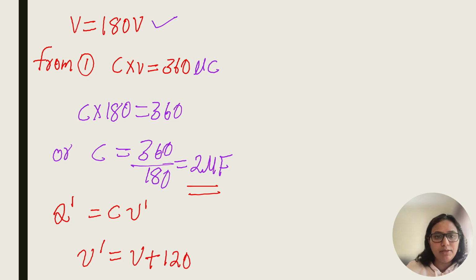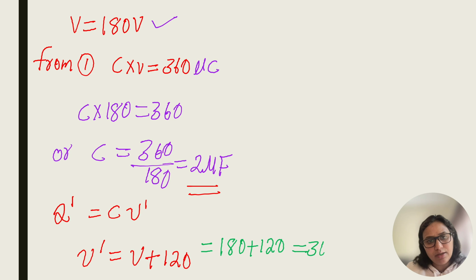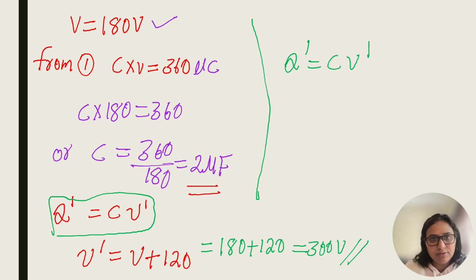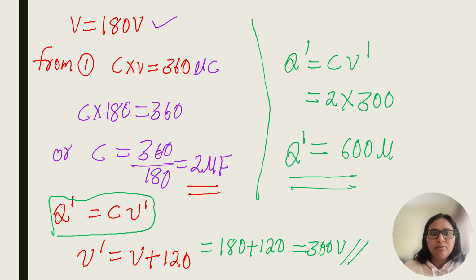So we already calculated, so substitute the values. 180 plus 120 is equal to 300 volt. So that will be the new voltage. Now use this formula to calculate the charge stored. Q dash is equal to C into V dash. So we already calculated, 2 microfarad into V dash, which is 300 volt, which implies 600 microcoulomb. So Q dash is equal to 600 microcoulomb. That is the charge stored in the capacitor.